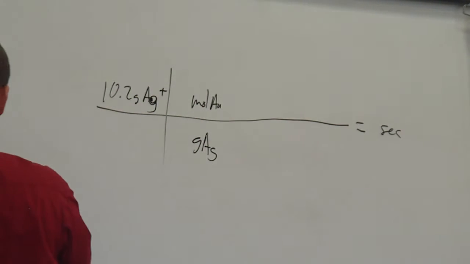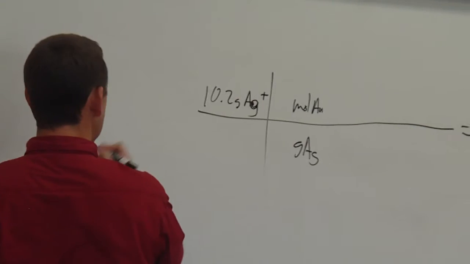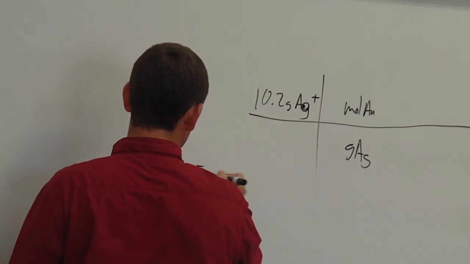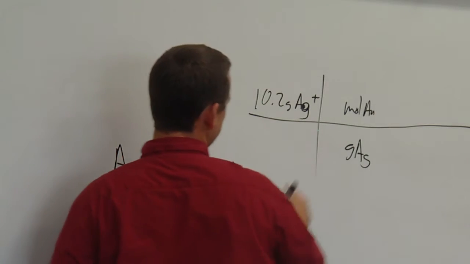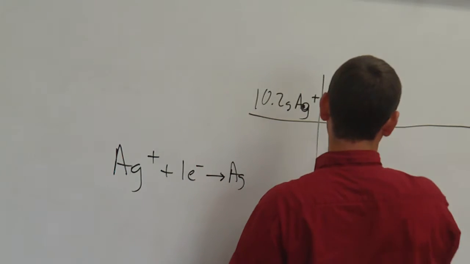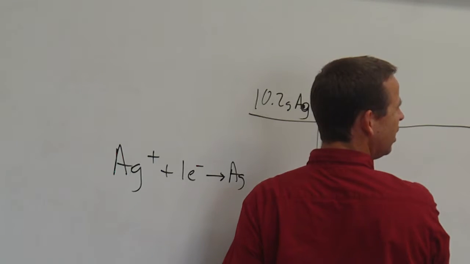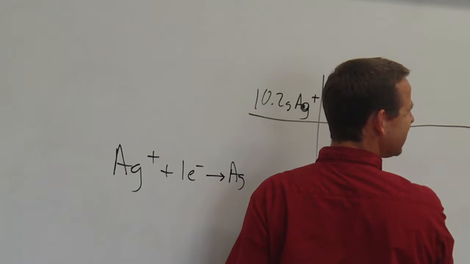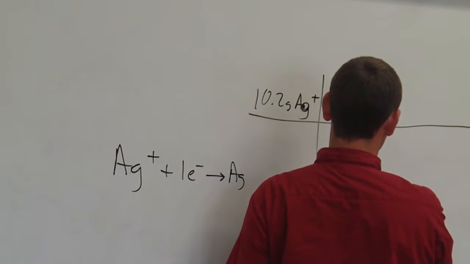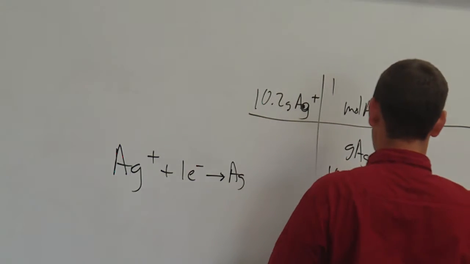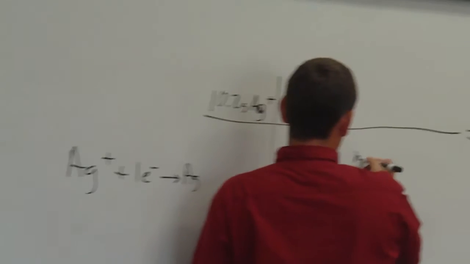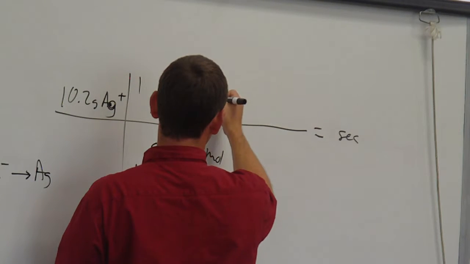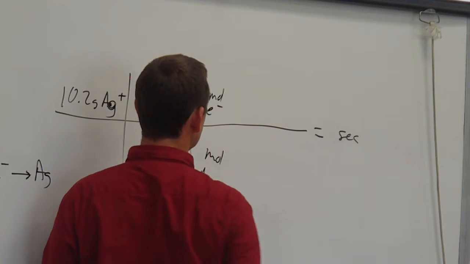Because not Au, Ag plus is going to be taking one electron to go to Ag. So there's one mole, yeah, one mole. What is this? 107.8682.9 grams per mole. So it's a pretty big number. Moles of silver to moles of electrons.